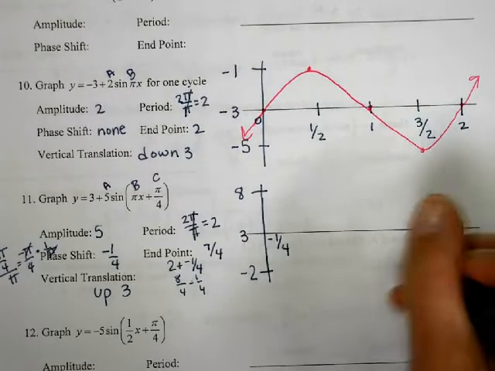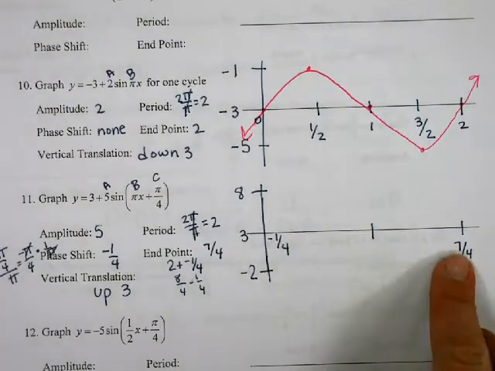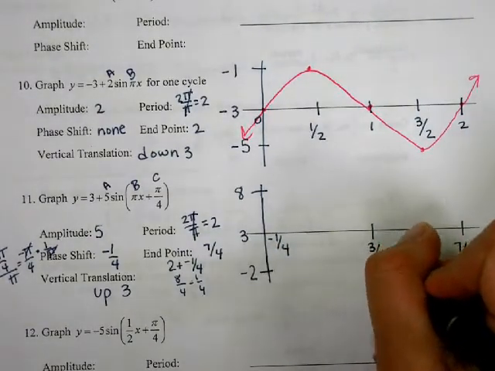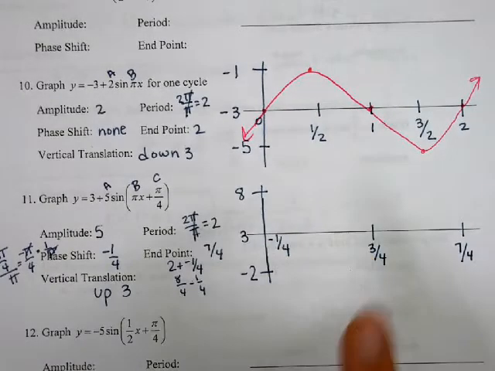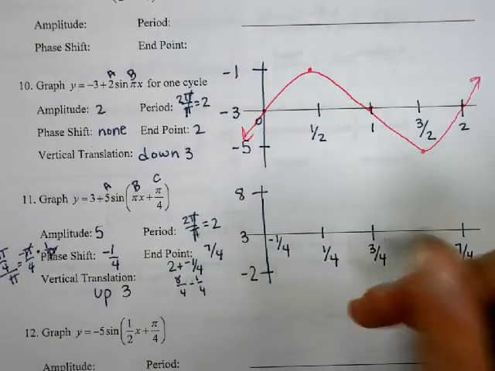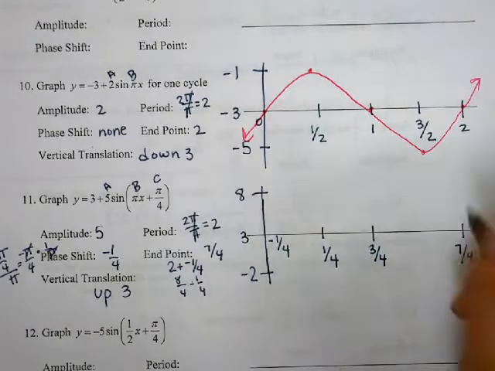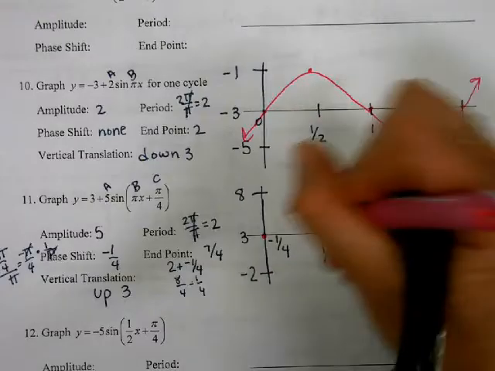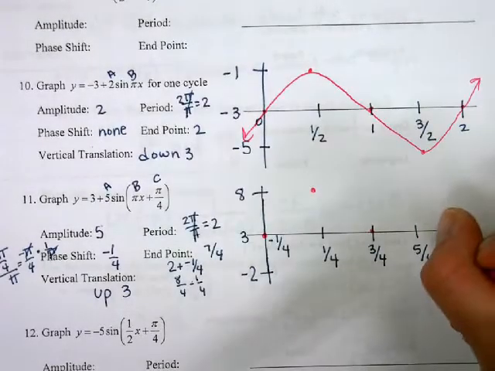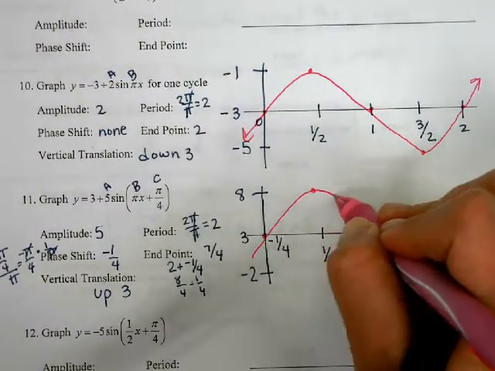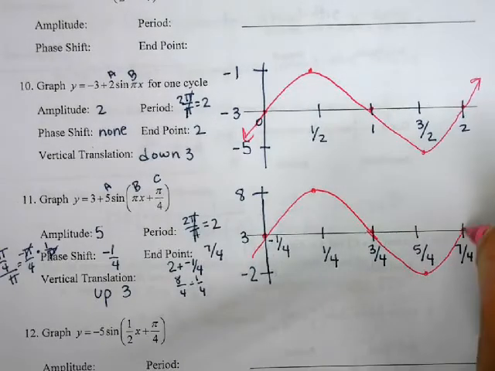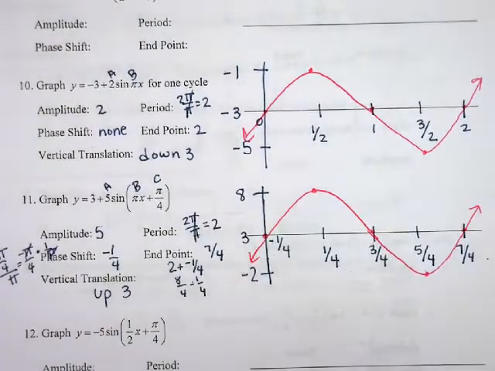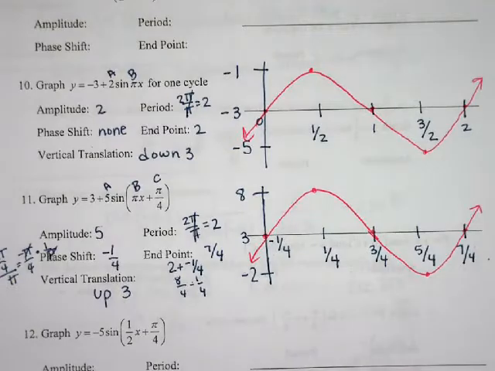Negative 1 plus 7 is 6. Cut it in half. That's 3/4. Negative 3 plus 1 is 2. Cut it in half. That's positive 1/4. 3 plus 7 is 10. Cut that in half. That's 5/4. Positive sine. 0, up, 0, down, 0. That's pretty much graphing phase shifts, vertical translations, endpoints. Phase shift is your horizontal translation.